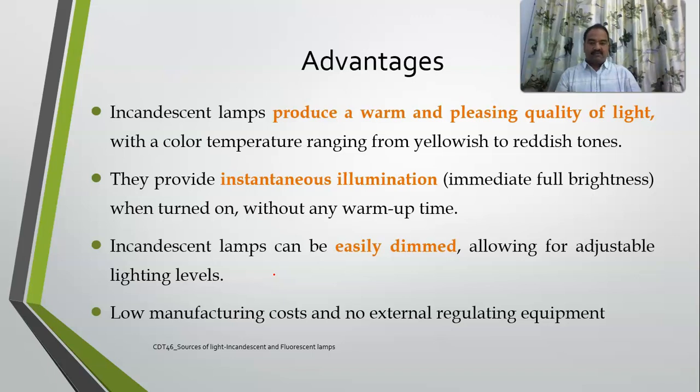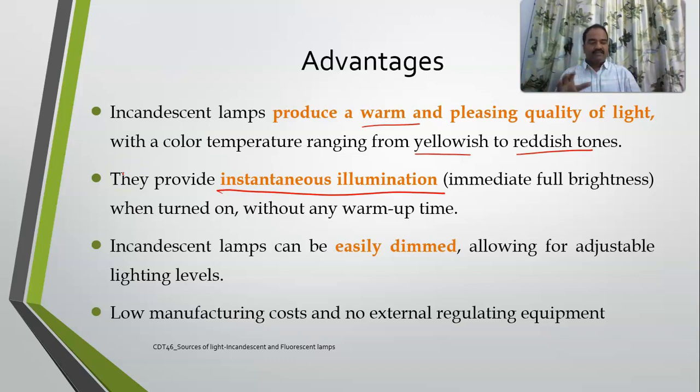Now, what are the advantages of these incandescent lamps? They produce a pleasing quality of light, a warm yellowish color. At the same time, they can produce a warm environment also. During initial times it will be a yellowish color, but if it is used for long times and because of the climate, you can see some sort of reddish color also. And the biggest advantage they have is instantaneous illumination. The moment you turn it on, within milliseconds, you get very good illumination across your room.